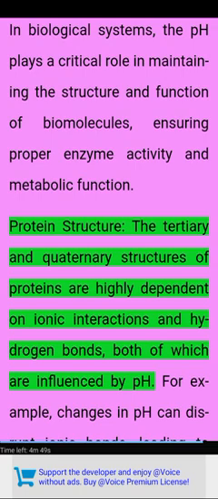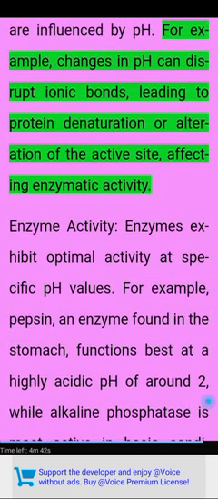Protein structure. The tertiary and quaternary structures of proteins are highly dependent on ionic interactions and hydrogen bonds, both of which are influenced by pH. For example, changes in pH can disrupt ionic bonds, leading to protein denaturation or alteration of the active site, affecting enzymatic activity.